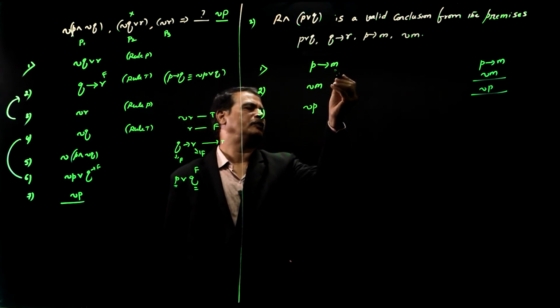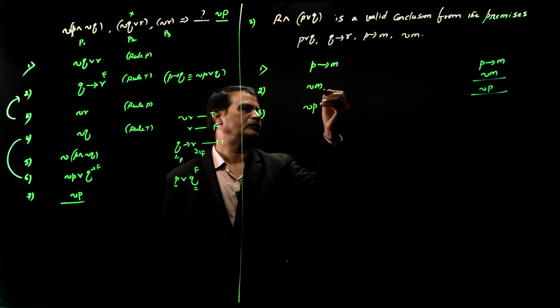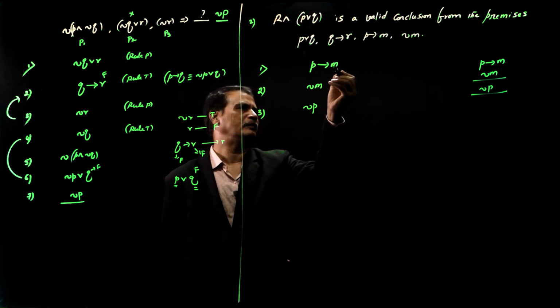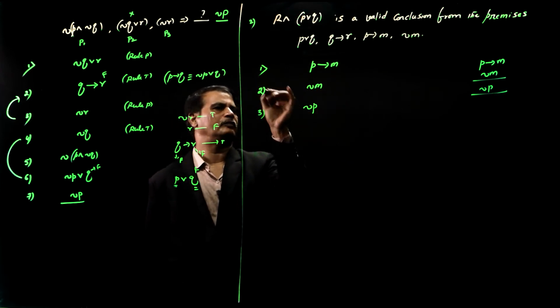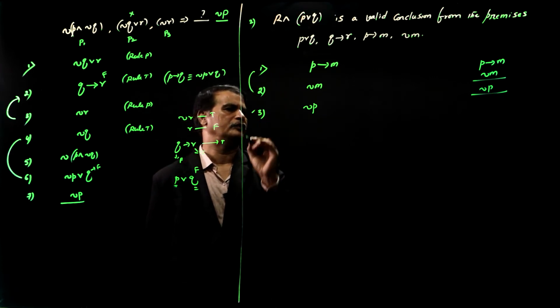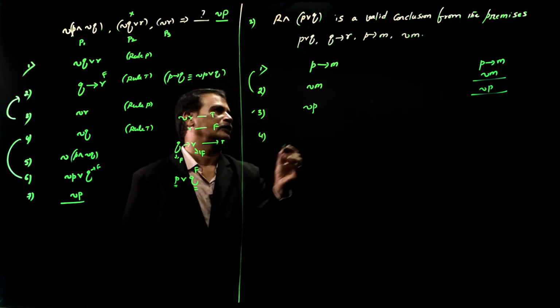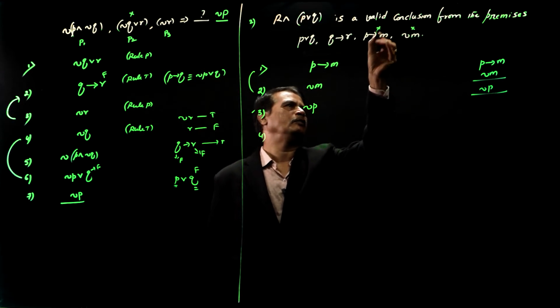P implies M is true. Negation M is true, which means M should be false. M is false means P should be false, but false should not be written, therefore I write negation P. By using these two steps, I get this new step. Okay, so I am using this.